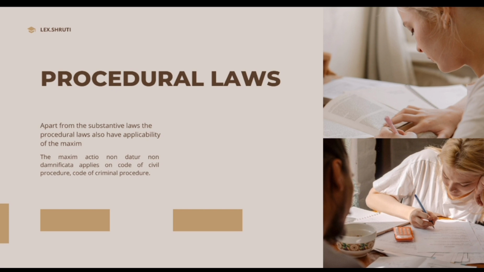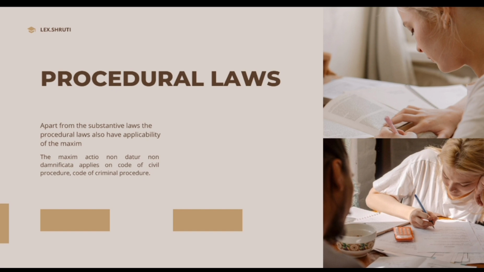It applies on the Code of Civil Procedure, it applies on the Code of Criminal Procedure, and the other procedural laws. Now, for example, Section 9 of the Code of Civil Procedure 1908 provides a good example of the applicability of the maxim actio non datur non damnificata. It provides the aggrieved person the right to file suits in the courts of civil nature unless the cognizance of such action is impliedly or explicitly barred. Similarly, in the criminal procedure laws, the actio non datur non damnificata maxim finds its applicability.